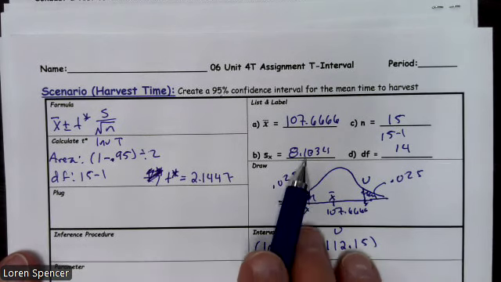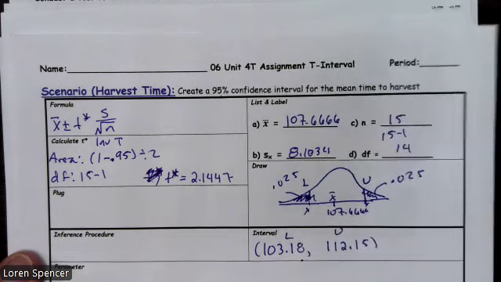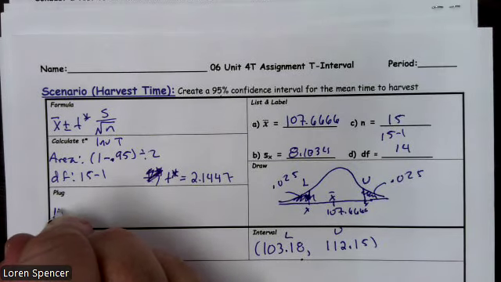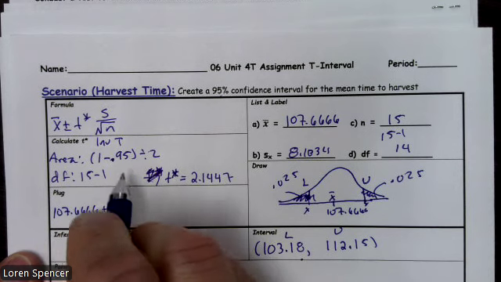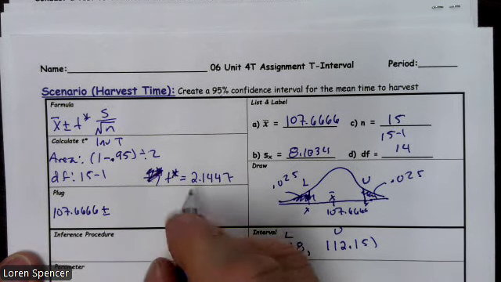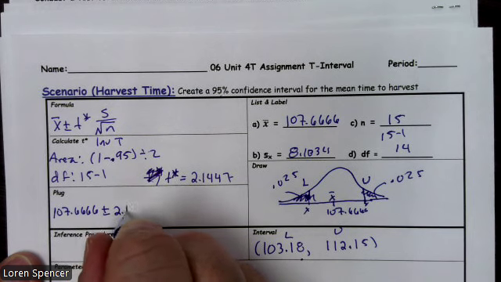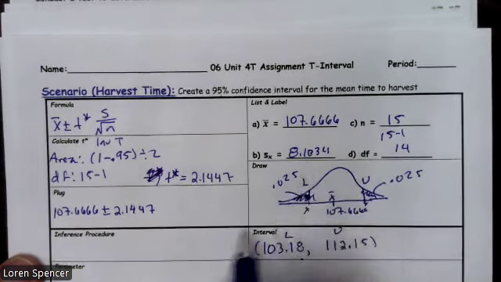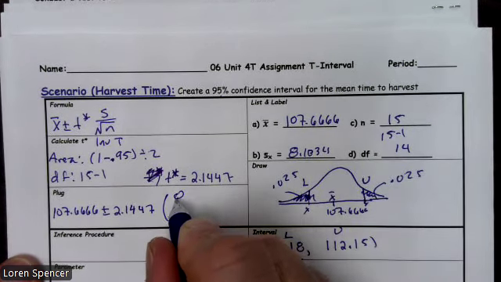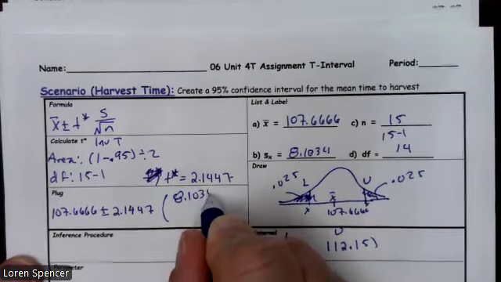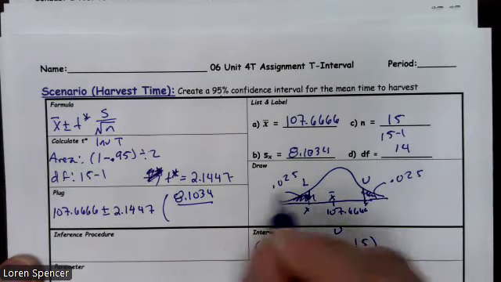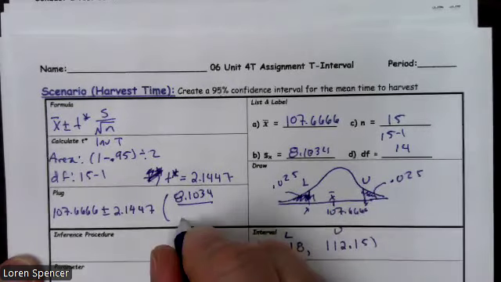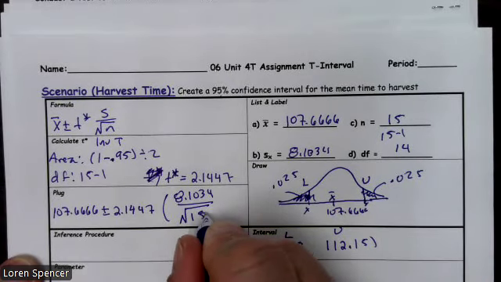All right, so plugging into our formula, we need our x bar. Well, 107.6666 plus or minus t star, 2.1447. Always make it positive. Standard deviation 8.1034, divided by the square root of our sample size of 15.